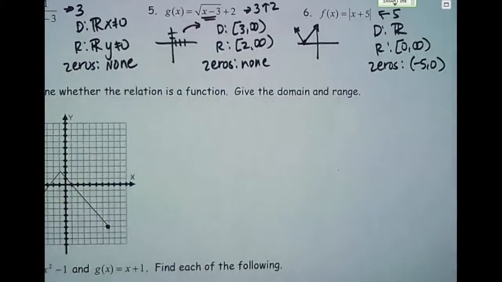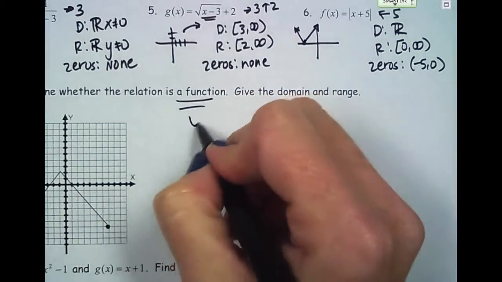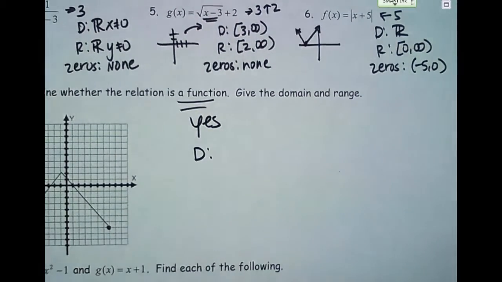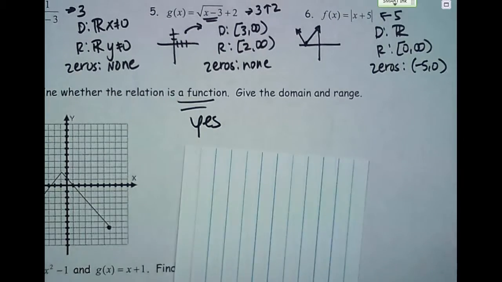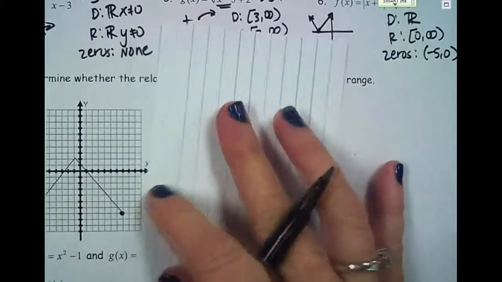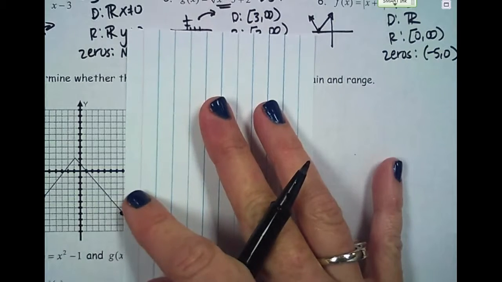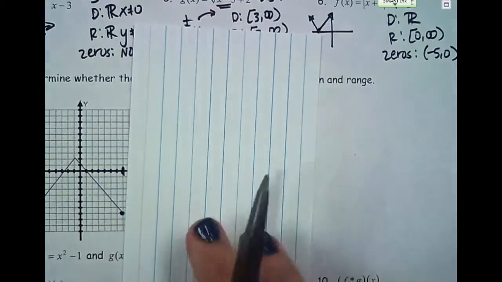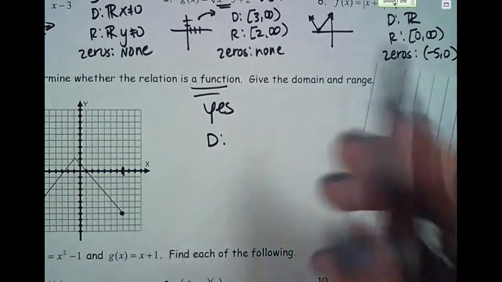Determine if it's a function. Yes, it passes the vertical line test. That would be a yes. Give the domain and range. The domain, if you guys struggle with domain, you could use note cards even. Look, domain is x. You're going to slide these note cards on the x-axis, which there they are. I'm going to go from this mark to this mark, which is -6 to 7.